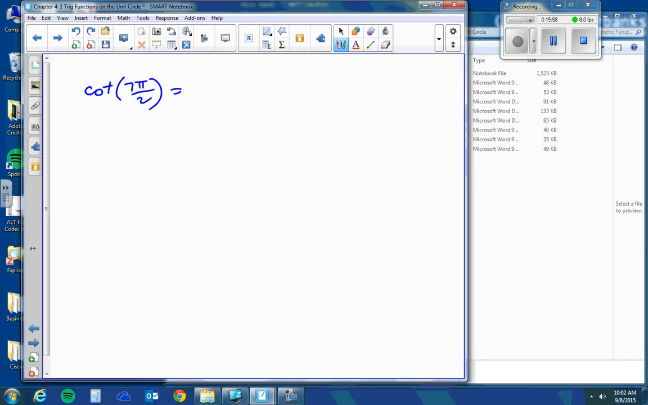There's a couple things going on here. One is our angle is bigger than 2 pi. So one thing you want to do is get your angles down between 0 and 2 pi, or between 0 and 360. For that, we're going to subtract. Write that down. We're basically doing coterminal angles again. Subtracting 2 pi, or in other words, subtracting how many halves? 2 pi equals how many halves? Well, 7 halves minus 4 halves is 3 halves.